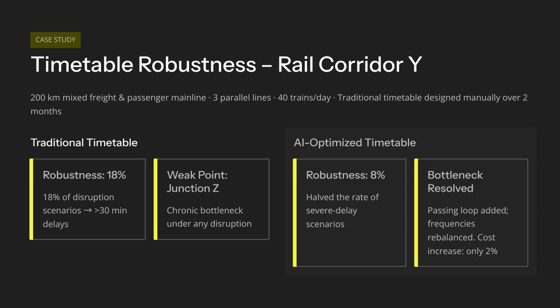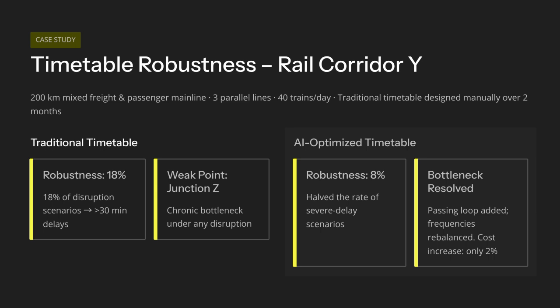The benefit here is exactly what we described when we introduced robustness analysis. Without this process, the bottleneck at junction Z would have remained hidden until a signal failed in live service, at which point 8 services delayed, 2 cancelled, with passengers on board, connections missed, knock-on effects cascading.